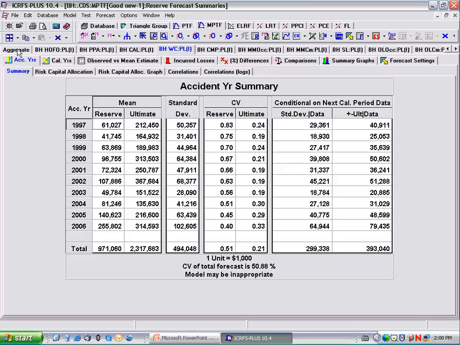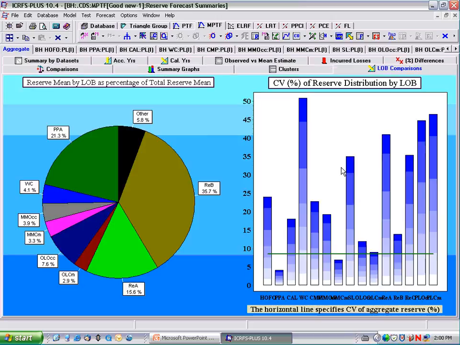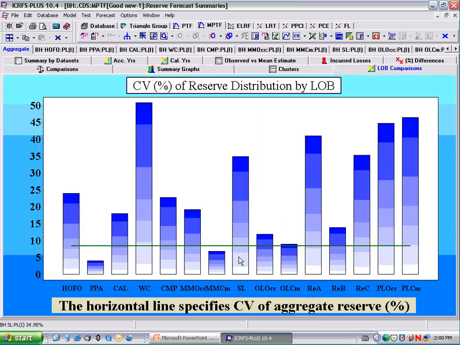So we go back to the aggregate, and we go to LOB comparisons, then you'll see that the coefficient of variation of the aggregate is 8.54%. The largest coefficient of variation is actually workers' comp. Okay, workers' comp is the largest coefficient of variation. That's 50.88%.